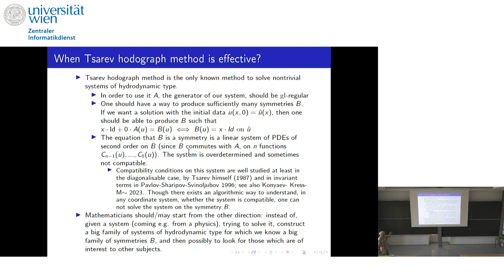So you know this standard joke, the difference between physics and mathematics? Physicists solve one problem and try to find a method. Mathematicians have a method and try to find a problem where it can be applied. So for a mathematician, having a method, one can look for a problem where the method is applicable. In this context, let us construct a big family of systems of hydrodynamic type for which we know symmetries. Then we can solve them, and then let us look for a physical system where this method can be applied.